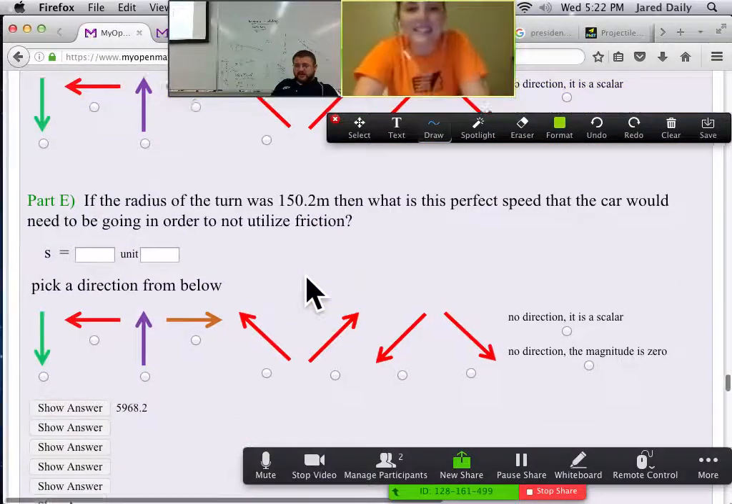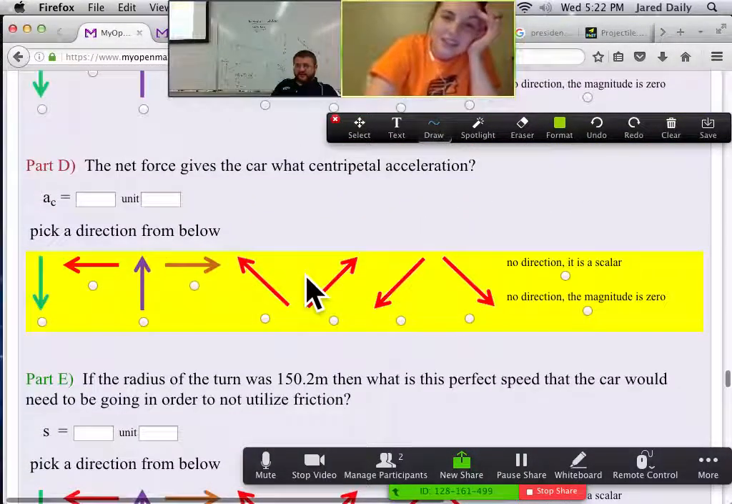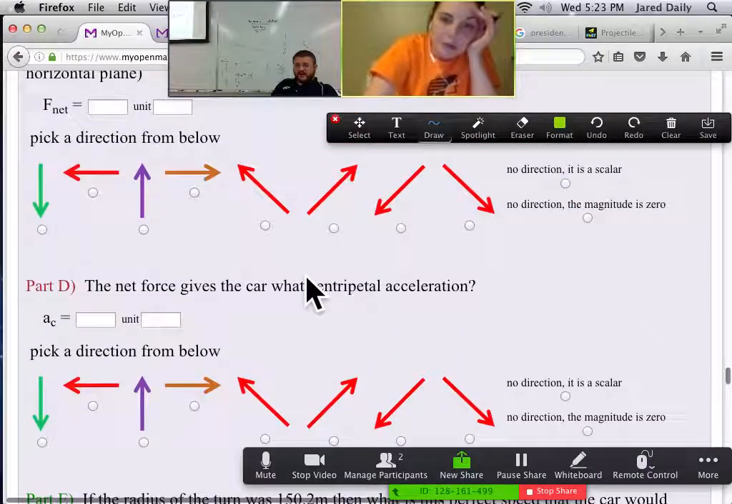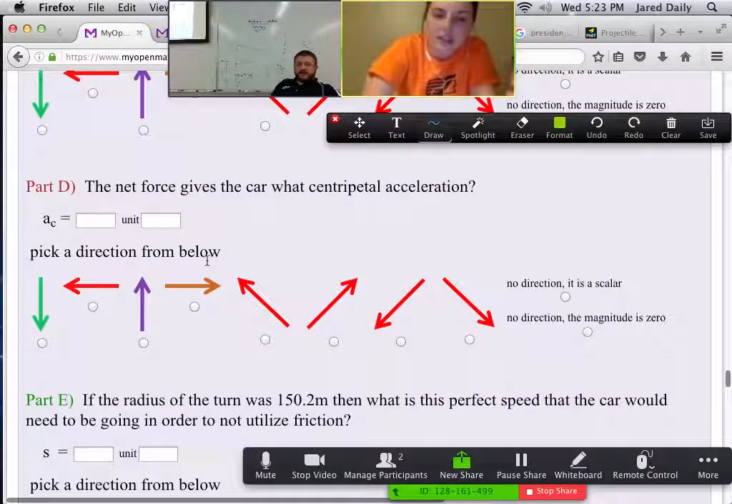What is the direction of the centripetal acceleration? Centripetal just means center pointing. So it points towards the center of the turn.